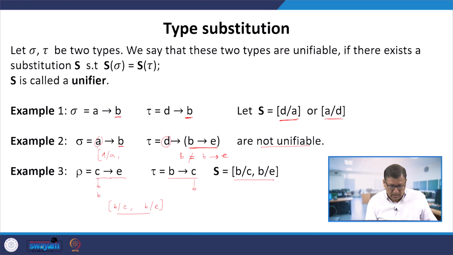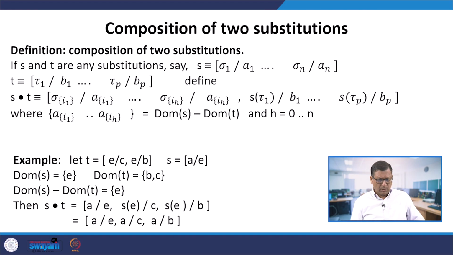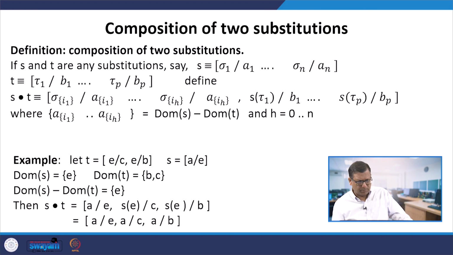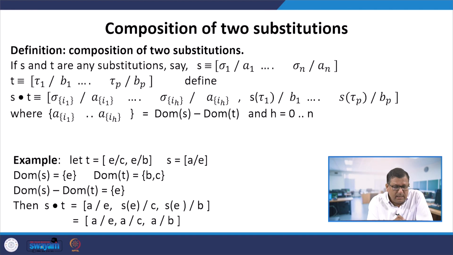So, the final answer will be C, this part becomes B arrow B, and this part will also become B arrow B. They are alike and hence the unifier is this S. Now, we consider composition of two substitutions. If S and T are any substitutions, say S involves type variables A1 to AN and T involves the type variables B1 to BP.